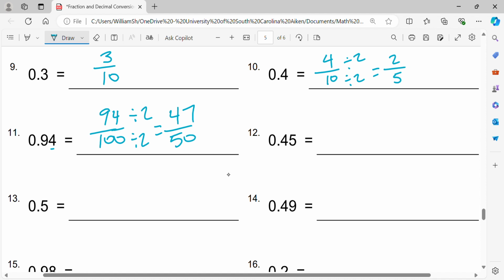About 0.45. That 5 is in the hundredths place. So this is 45 out of 100. I'm going to reduce both of these by a factor of 5. Okay. 45 divided by 5 is 9. 100 divided by 5 is 20. And that's as far as I can reduce that one.